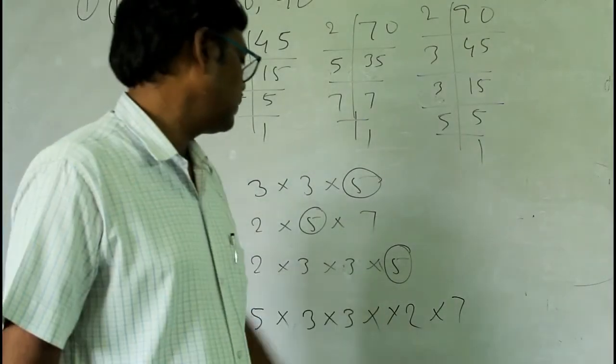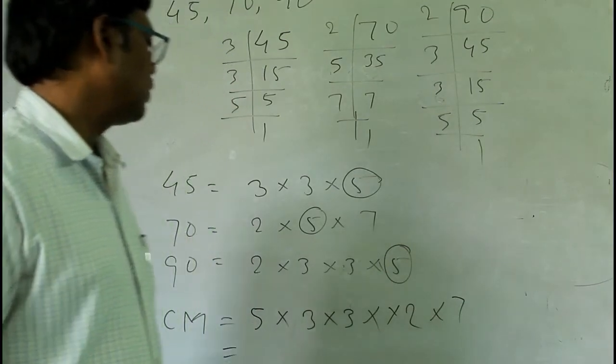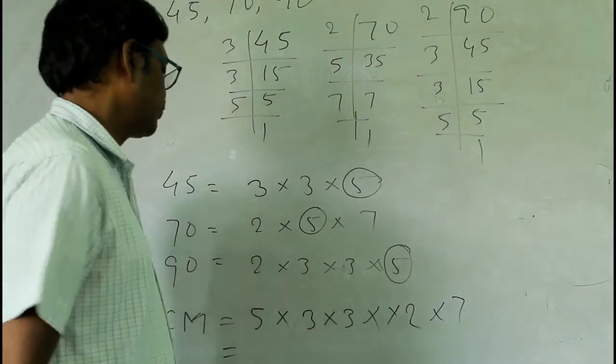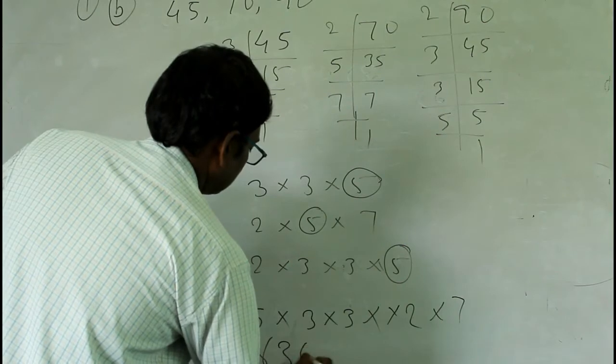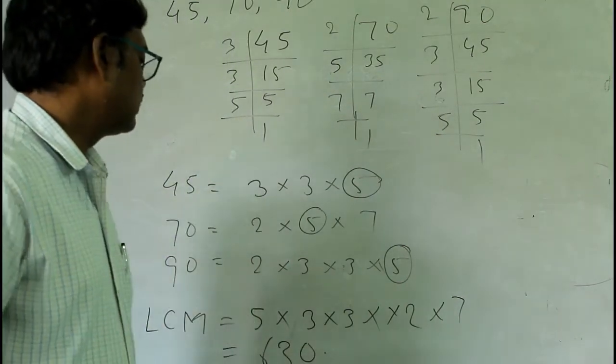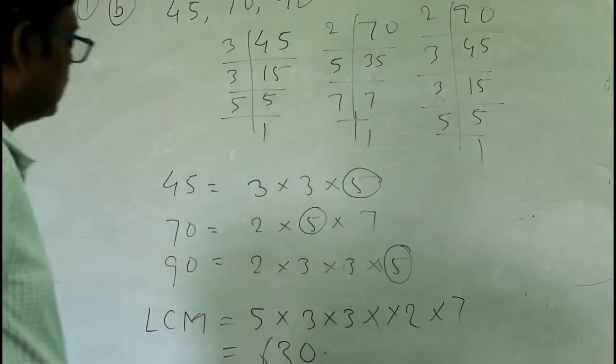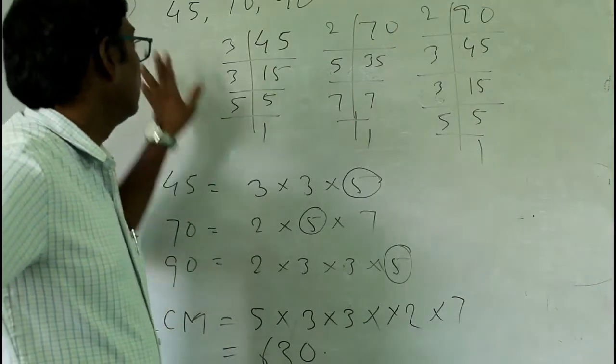So 5 into 2 is 10, and 7 times 10 is 70, 3 times 70 is 210, 3 times 210 is 630. So the answer will be 630. So the LCM will be 630. So this is the least common multiple of these three numbers.